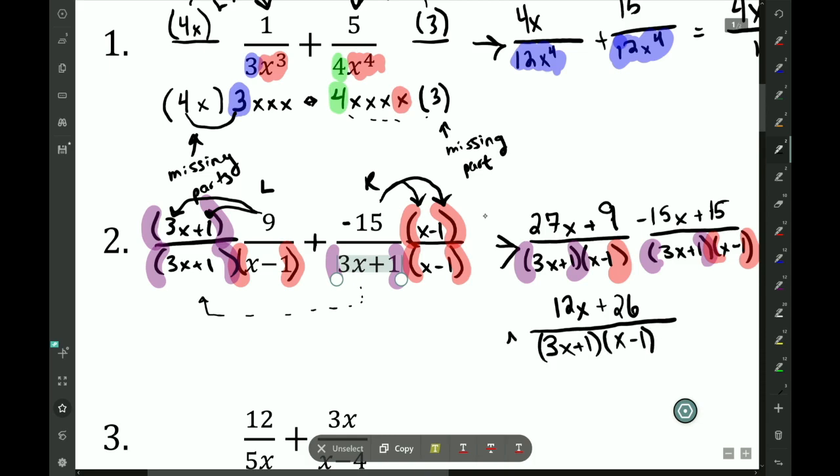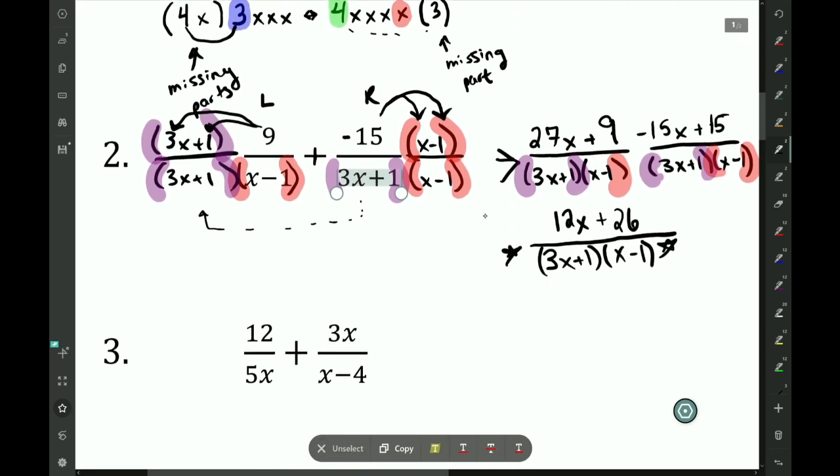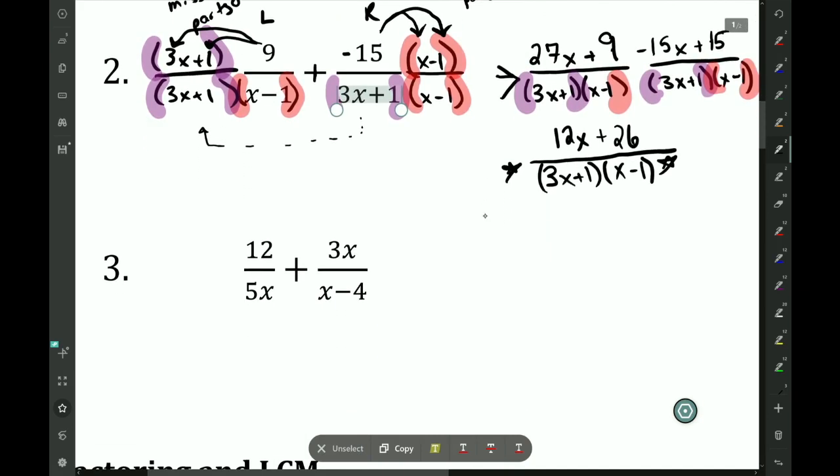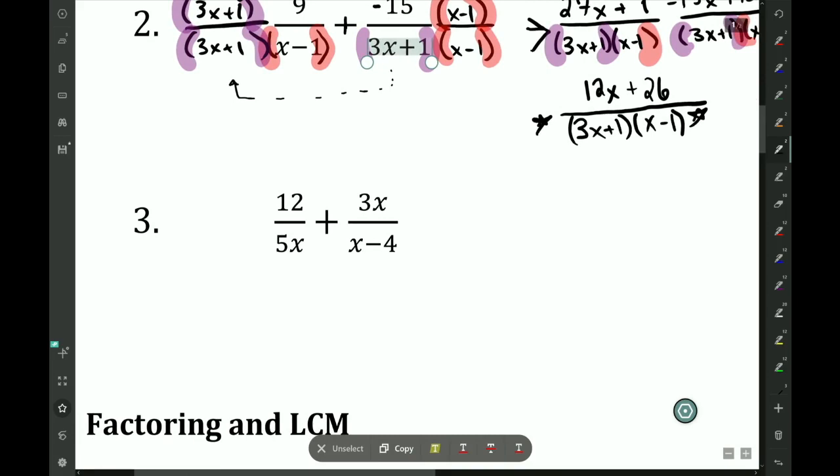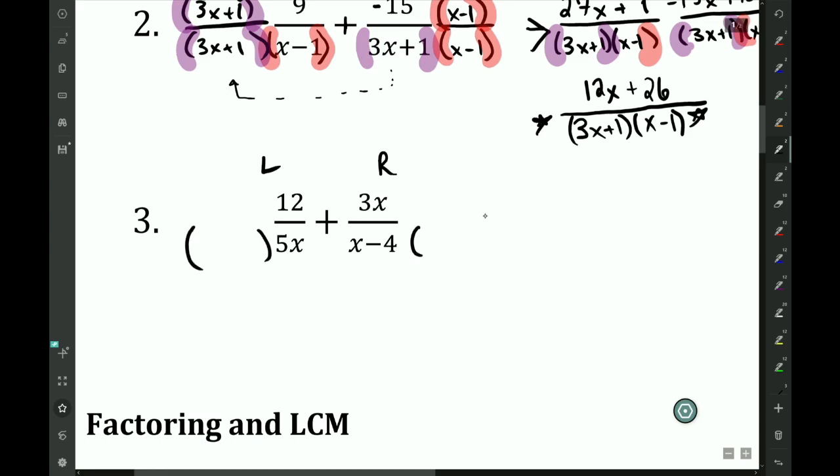Again, for right now, I want you to be multiplying by the LCM. Okay? This is the last one for the notes for right now. We will get into factoring in a little bit. But I again want you to find the LCM. So here's the right fraction. Once again, here's the right fraction. Here's the left fraction. Left fraction is missing something. The right fraction is missing something.